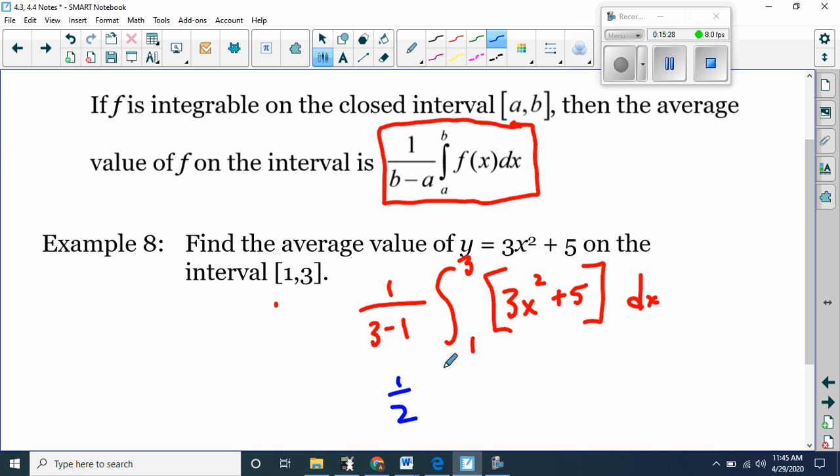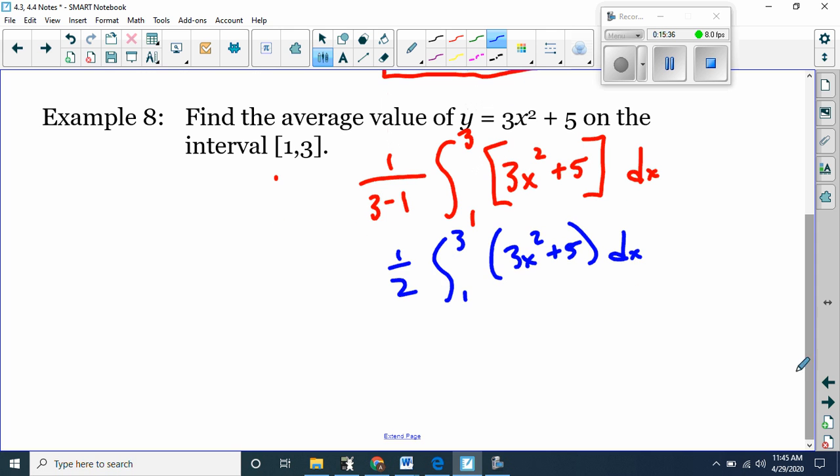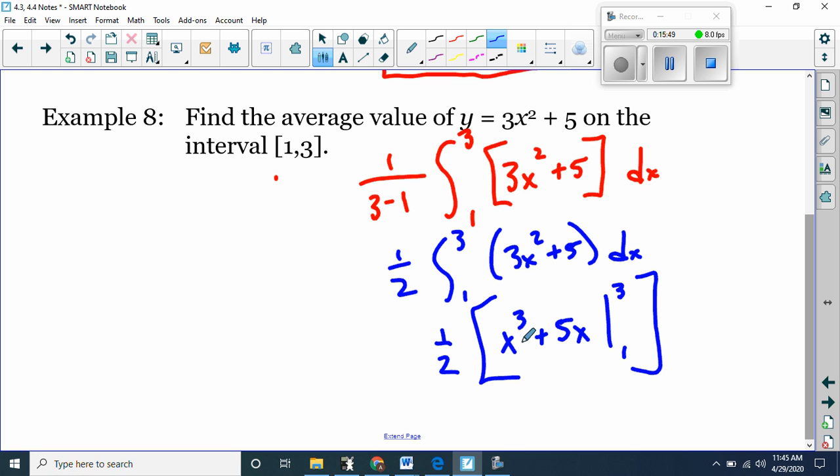So we've got 1/2 the integral from 1 to 3 of 3x squared plus 5. Integrate, gives you x cubed plus 5x, evaluated from 1 to 3. Plug in 3, gives me 27 plus 15. Plug in 1, gives me 1 plus 5. Subtract. 36, 1/2 of 36 is 18.